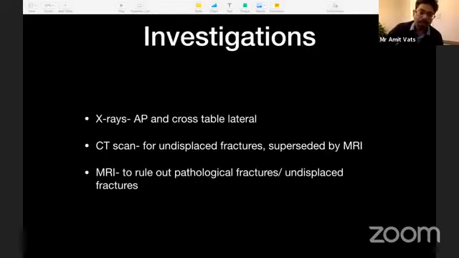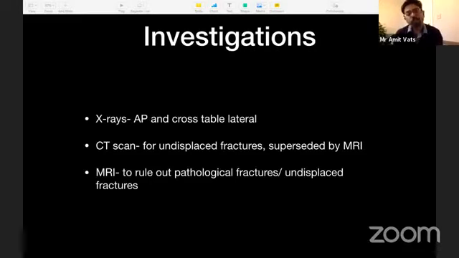Again, in investigations, X-rays, AP, and in this case, like we do for an adult neck of femur fracture, a cross-table lateral will be helpful. But if the fracture is visible on the AP, then there's not much point in subjecting the child to pain with a cross-table lateral.